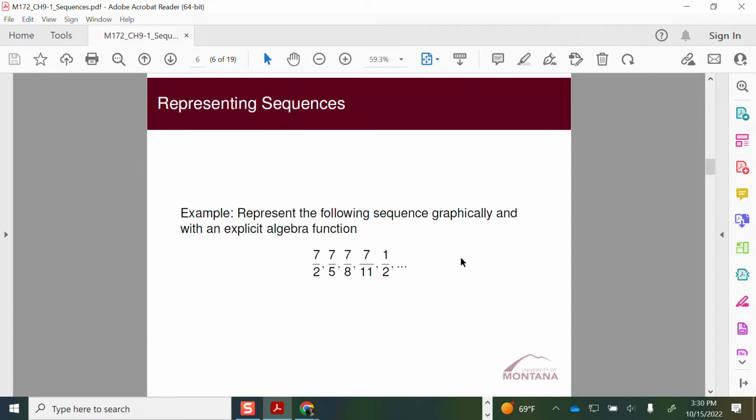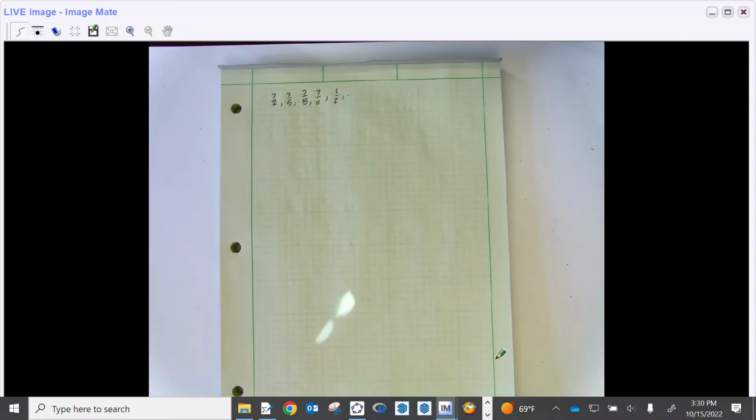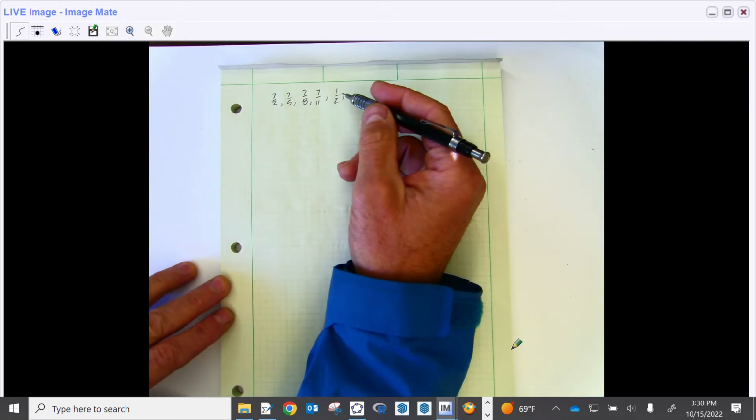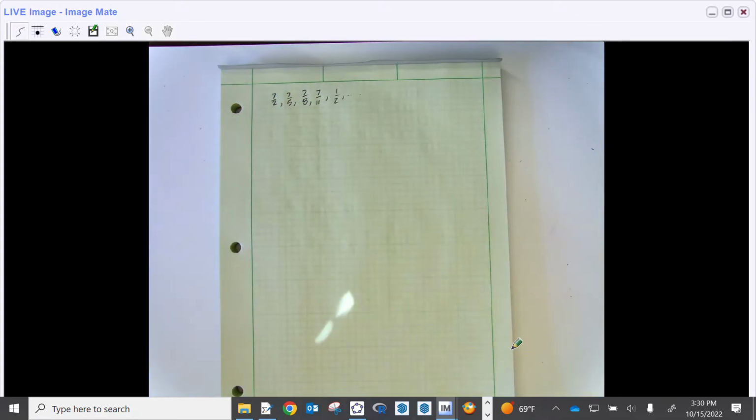So we're going to start with example 1. It's 7 halves, 7 fifths, 7 eighths, 7 elevenths, and 1 half. I'll go ahead and switch over to my ElmoCam now that I have it copied over. Okay, we're supposed to represent this one algebraically and graphically.